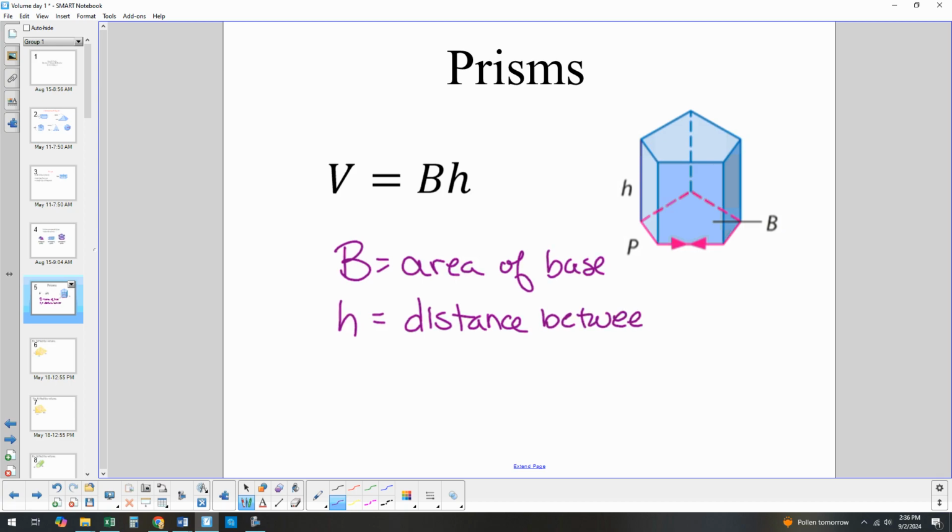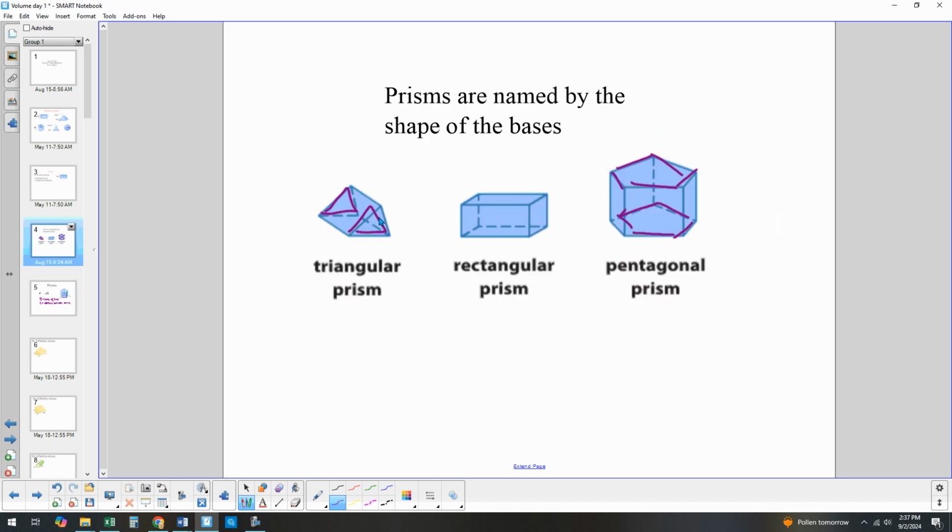Because we will not always have the bases be the top and bottom, which means the height will not always be measured up and down. If my bases were on the sides, let's look back at this one, my bases were on the sides here, connecting them together would be called the height.